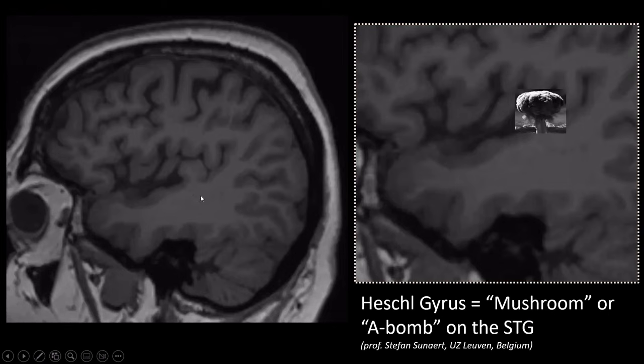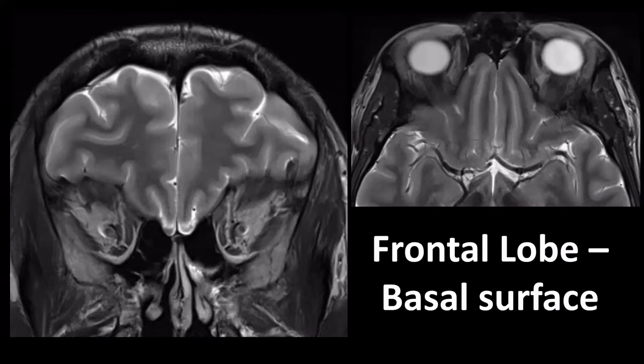Then the Heschl gyrus can look a bit like a mushroom, and this is an analogy provided to me by Professor Stefan Sunaert from the University Hospital of Leuven in Belgium. I found it very appropriate at a time when Oppenheimer is a real hit in the theaters. It can also look like an A-bomb cloud if you use your imagination a bit. So to identify Heschl gyrus, look for a mushroom or an A-bomb on the surface of the superior temporal gyrus.